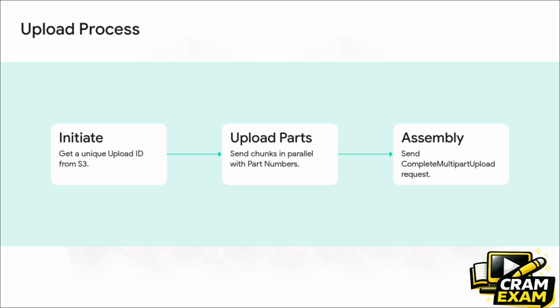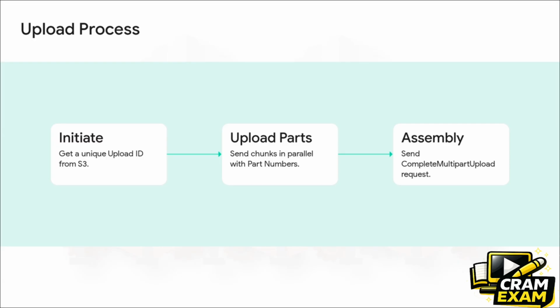Step 2, you split the file. Your code breaks that massive video into smaller chunks, usually somewhere between 5 megabytes and a few dozen megabytes, and pushes them to S3 in parallel. Every single time you upload a chunk, you include that unique upload ID and a specific part number, like part 1, part 2, and so on.